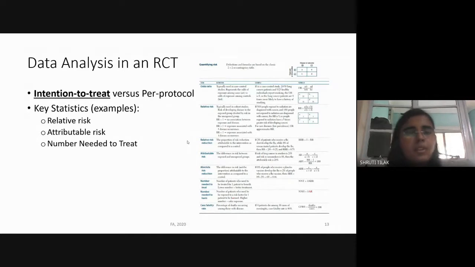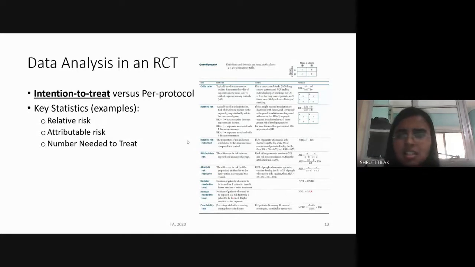And then per protocol is a slightly inferior type of analysis wherein you are analyzing it as if, okay, this would be the data if we were able to prevent all of the human errors or other attrition from occurring. So in an idealized per protocol scenario, this would be the analysis. That's kind of the difference between the two.